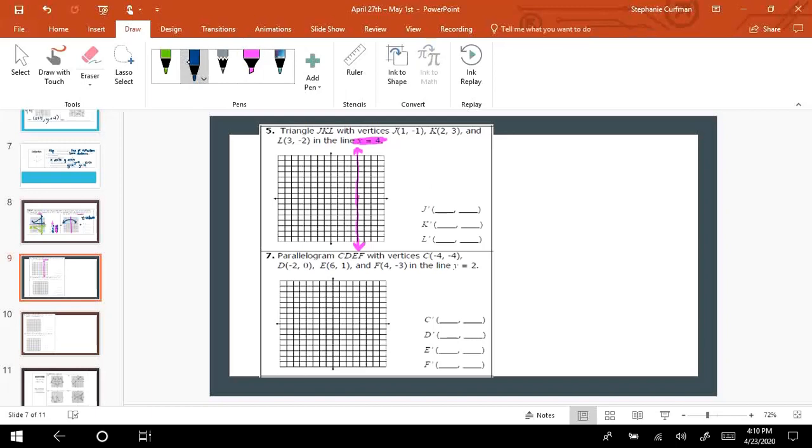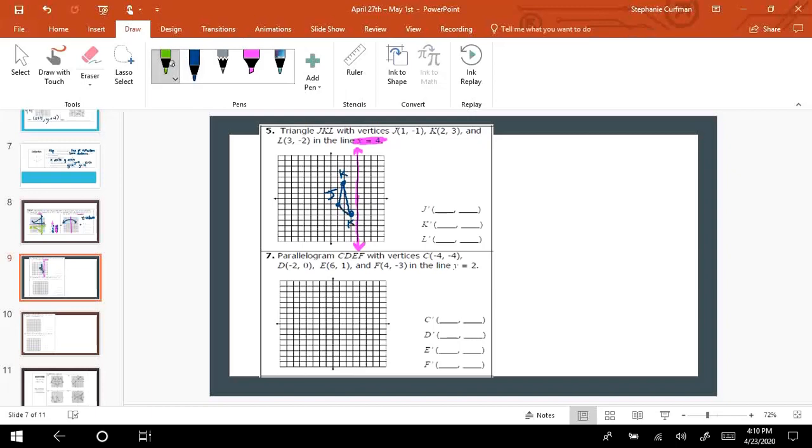J is at 1, -1, so I go to 1, -1 for J. K is at 2, 3, so over to the right 2 and up 3. And then L is to the right 3 and down 2. So we got a teeny tiny triangle here.